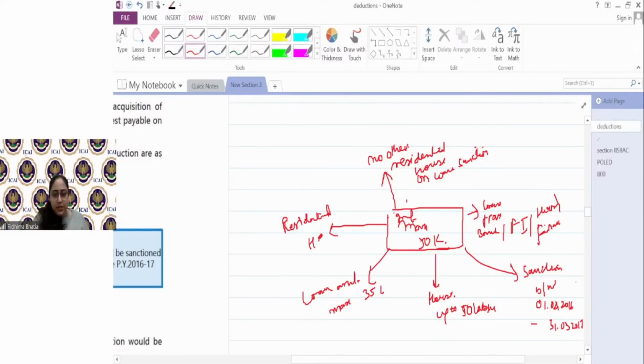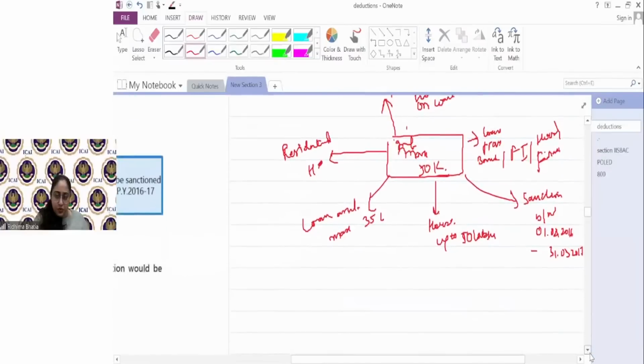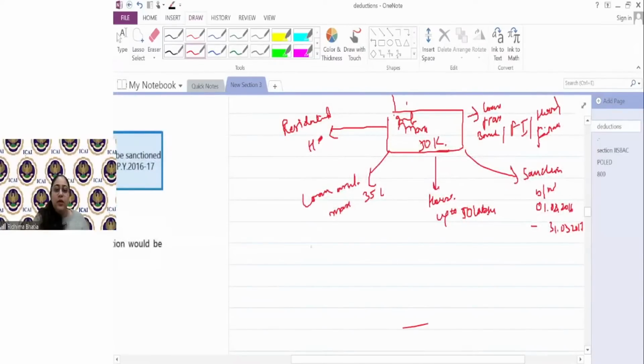Suppose a person is having a residential house property. Okay, now the interest which he has paid on this 35 lakh loan is, say, 3 lakh rupees. Okay, house property has come. Now if it is a self-occupied property, what is the maximum interest he can claim there? Only 2 lakhs. Correct.